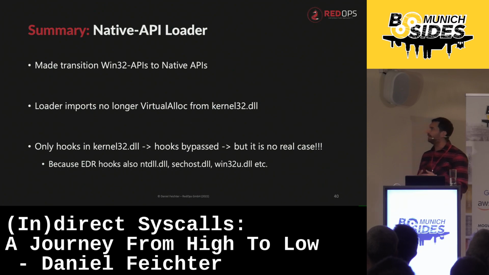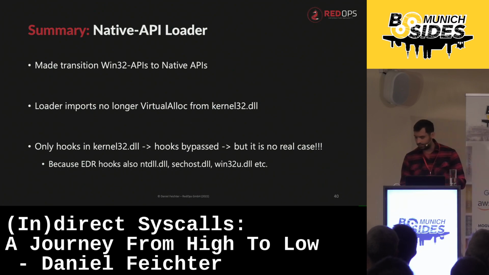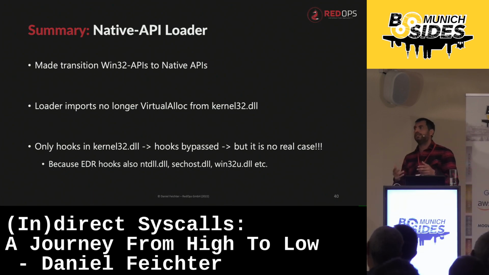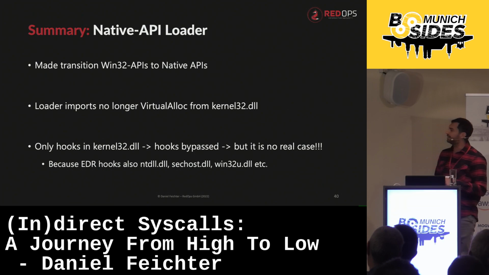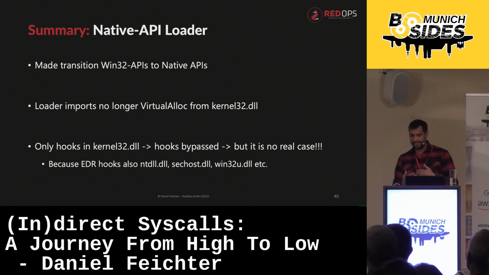In summary, we can say that we have made the transition from Windows 32 APIs to native APIs. We no longer import Windows APIs by using kernel32 or kernelbase DLL. And if an EDR would now theoretically only set its hooks in kernel32 DLL, we would have bypassed the EDR. But in practice, this is not really the case. So we have to go forward with our development process.